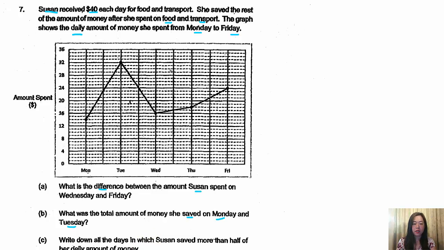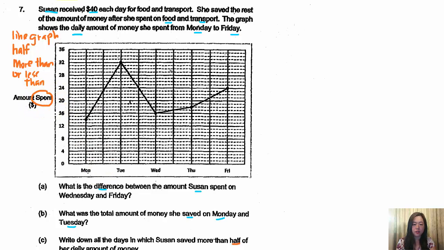To do this question, let's identify the concepts tested. Number 1, we are tested on line graph. Number 2, we are also tested on the idea of half and definitely more than or less than. For every amount that Susan received, there is definitely a saved portion and a spent portion. This is a table that shows all the spent portion.